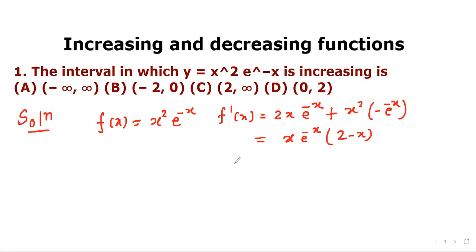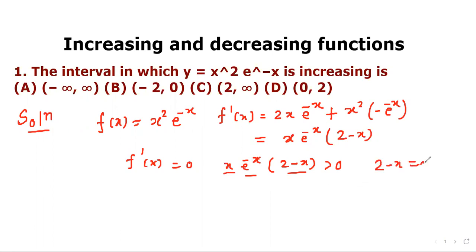Here f dash x equal to 0. If we put, then what do we get? x e power minus x, 2 minus x is equal to 0. Why is x equal to 0? Or 2 minus x equal to 0. E power minus x can't be 0 because it is only possible when x equal to infinity. So we write 2 minus x equal to 0 or x equal to 2.